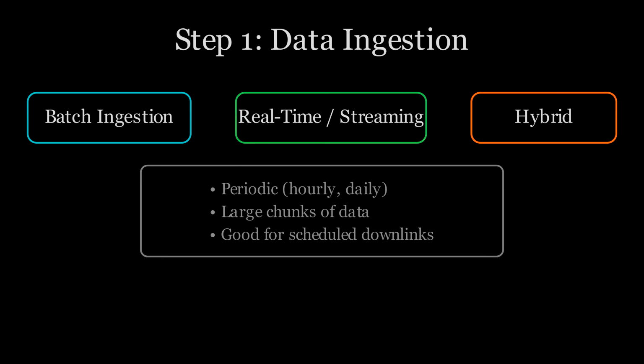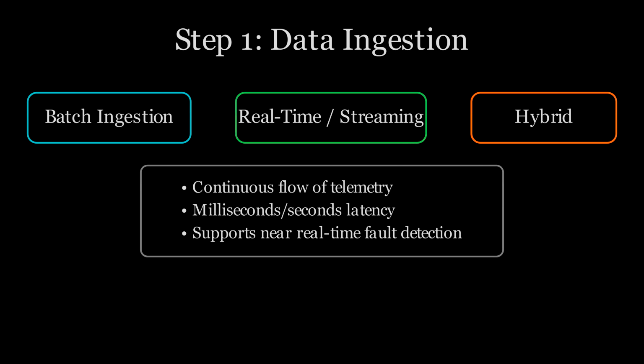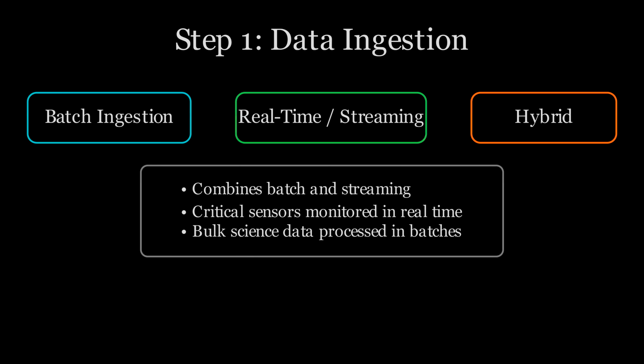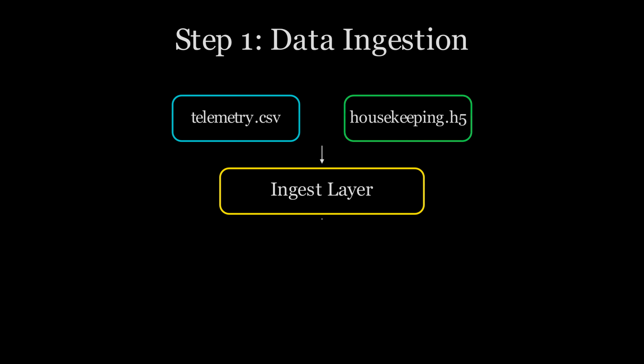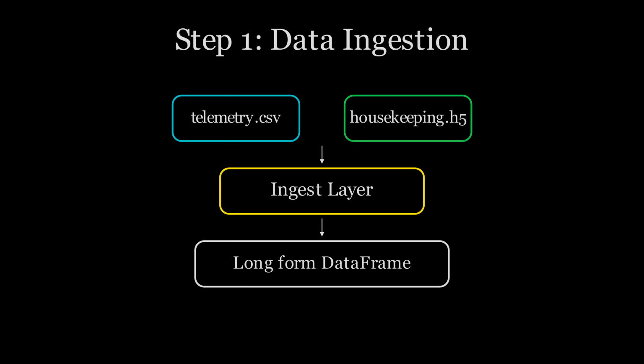So, how is anomaly detection done? It begins with data ingestion. There are three primary methods: batch ingestion, where large chunks of data are pulled periodically; real-time streaming, where telemetry flows continuously for near real-time detection; and hybrid ingestion, which combines both approaches. Telemetry is commonly stored in CSV or HDF5 files, which will be used for the following example.